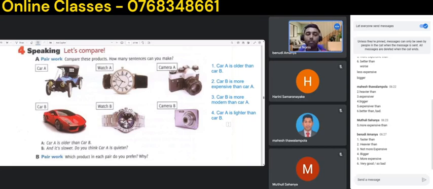And I have written one more sentence. Car A is lighter than car B. Likewise, we can use the comparative form to compare products, nouns, items, people. We can use the comparative form to compare these things.